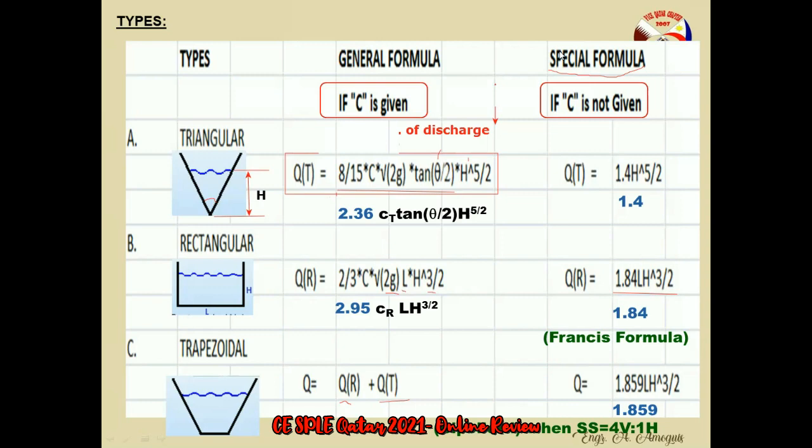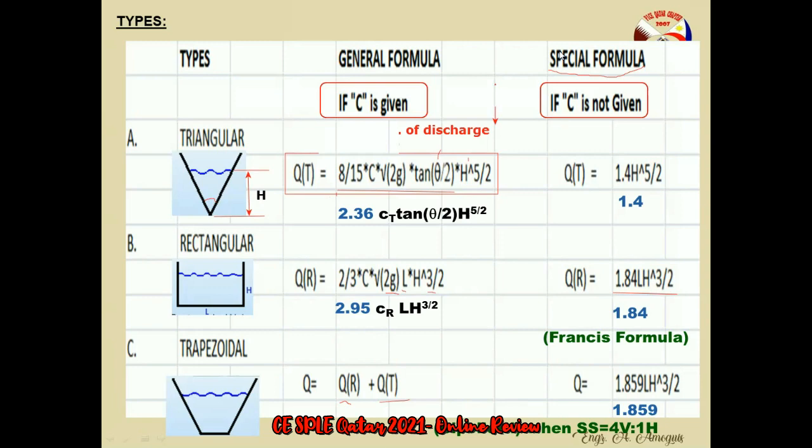minus N times 0.1 H, where N equals the number of end contractions: 0.1 for 1N contraction, and 0.2 for 2N contraction.